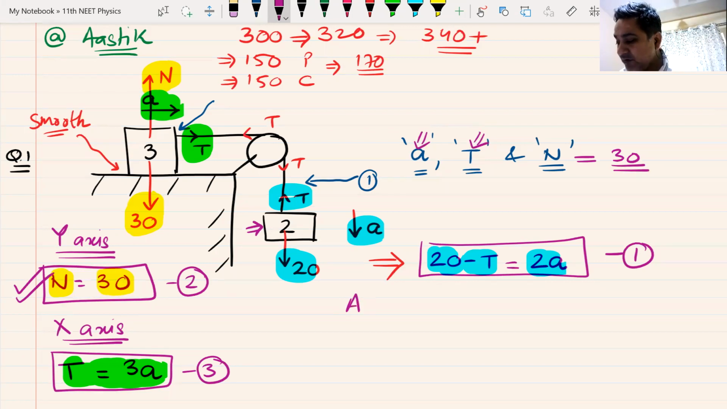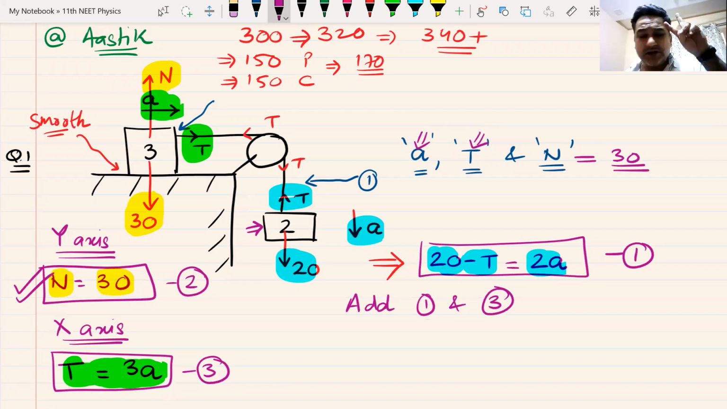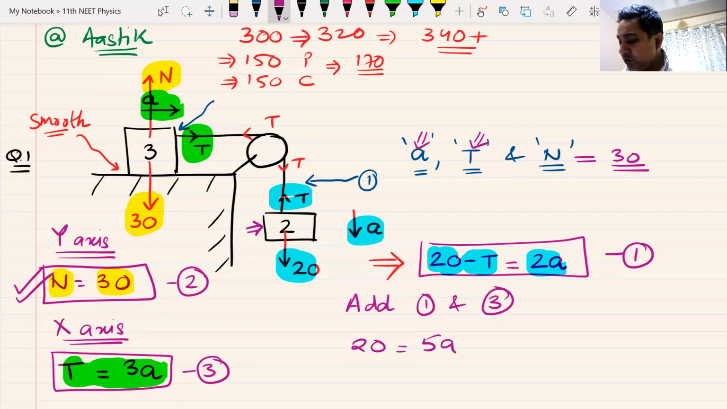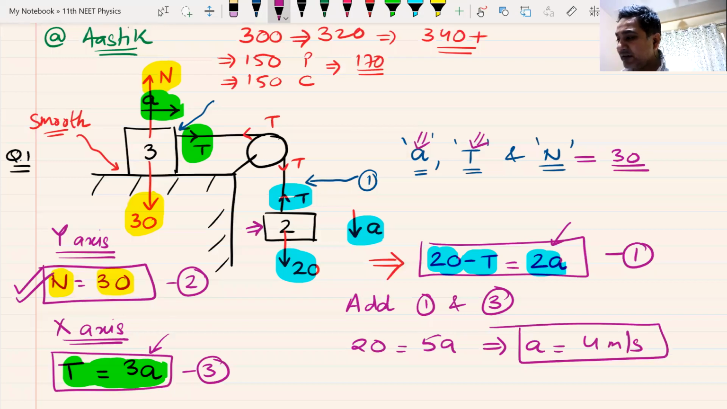Adding equation number 1 and 3. As soon as you add equation number 1 with equation number 3, T will get cancelled out. You will have 20 is equal to 5A, as 2A and 3A get added up. So acceleration will become 20 by 5, that will be 4 meter per second square. That is your acceleration.